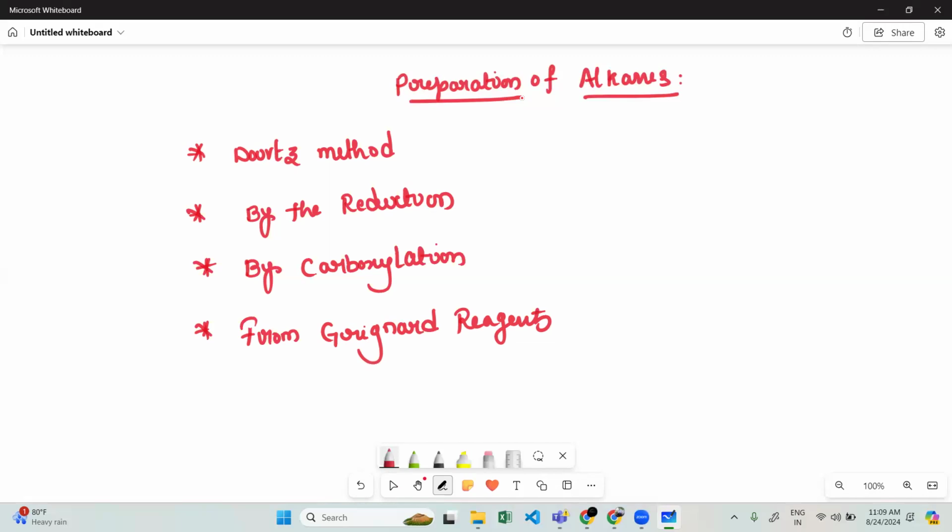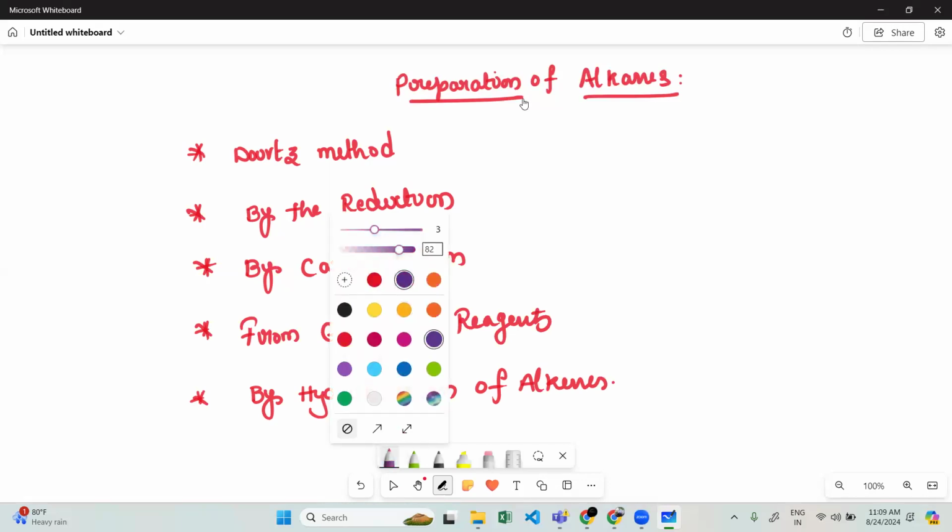And by hydrogenation of alkenes, and by hydroboration of alkenes. Okay, let's discuss one by one in each reaction. First we'll explain the Wurtz reaction. What is the Wurtz reaction, what are the key steps, what is the reactant, what is the product, we'll discuss one by one.